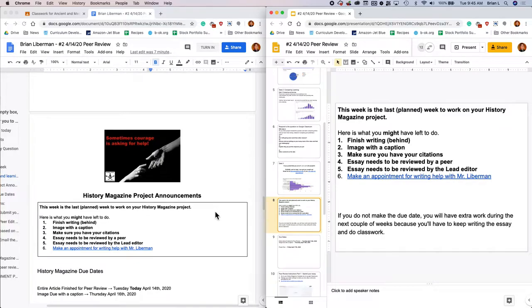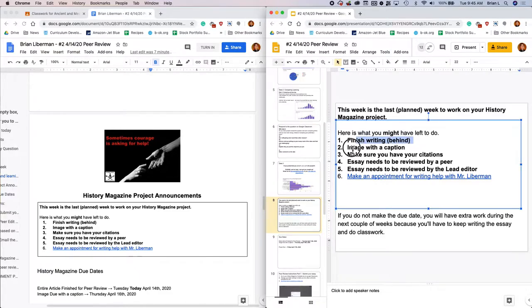This week, I have planned for only working on the writing because your total magazine article is due on Friday, all right? So here's what you might have to do. You might have to finish your writing. You might have to get your image with the caption. That is guaranteed tomorrow, all right, everybody? Guaranteed Wednesday. I will make sure to show you how you can get that image and the caption to make sure you're successful with that, all right?